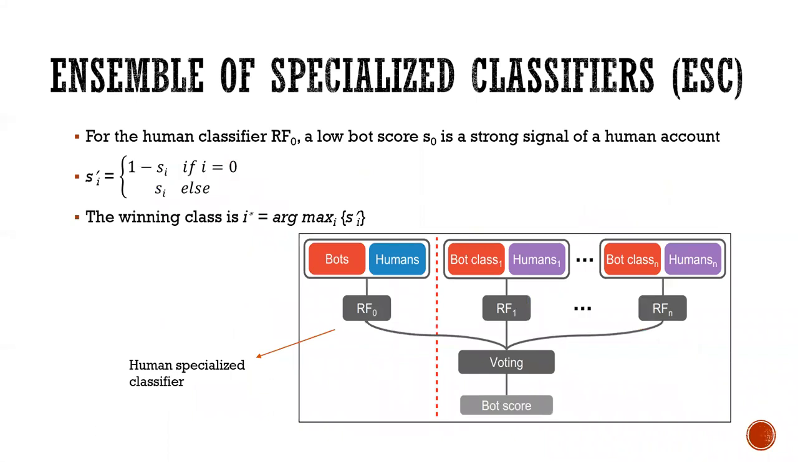Based on the two empirical findings that we found, one, diversity of bots, second, humans are more homogeneous, we proposed a new method, ensemble of specialized classifiers, ESC. We train different classifiers for different classes of bots, and we train one random forest classifier for humans. And we take the most confident score at the end as the final bot score. Note that for RF0, the human specialized classifier, we use 1 minus bot score because for humans, closer to 0 means that the score is more confident.